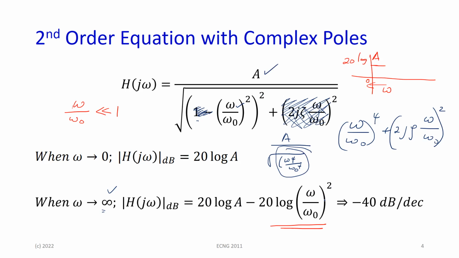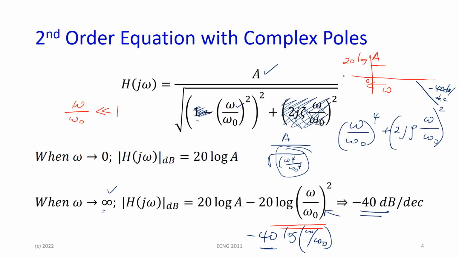Right, and this bit now, we know this, this is minus 40 log omega over omega naught. So in other words, as omega gets very large, we still have this 20 log A bit that we had from the first part, but the second part is going to decrease at minus 40 dB per decade. So as omega gets large, this bit is decreasing at minus 40 dB per decade.